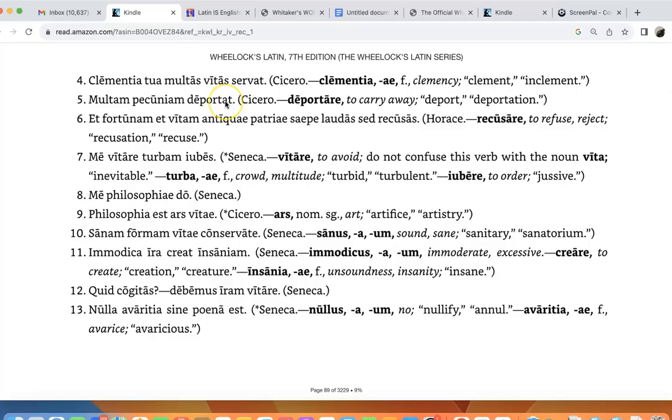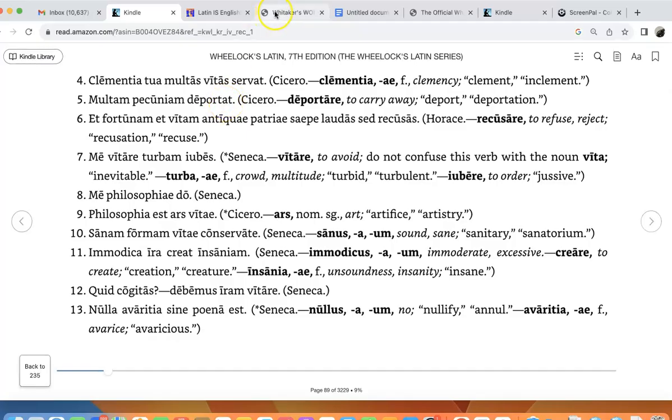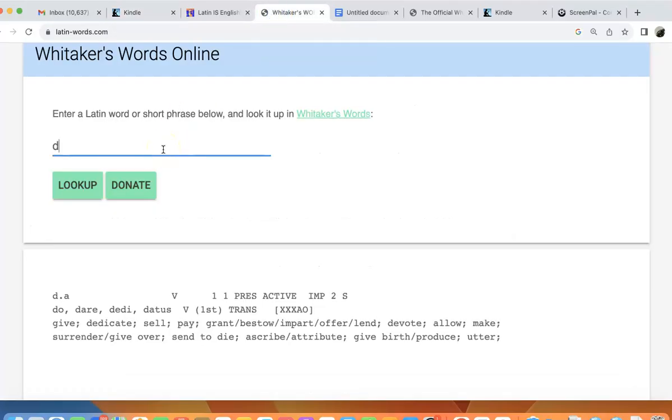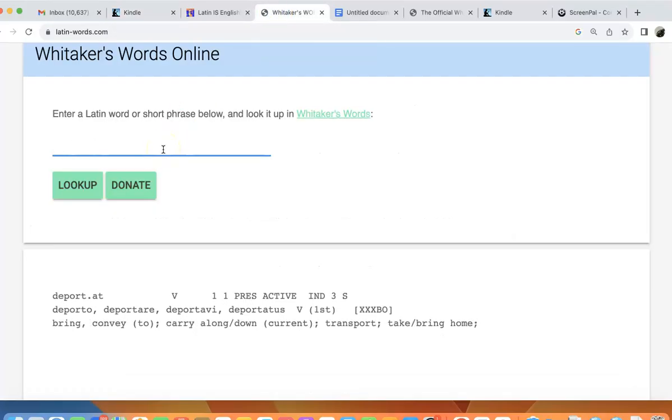Multam pecuniam deportat. Now deportat, like import, deport, export, means to carry away. Again, all our verbs are in the present tense until further notice. That should help us a little bit. And so it's third person singular. Again, if we don't know that, we have to use our Whitaker's words or dictionary. Present active indicative, third person singular. And then you can see it can mean all of these things, and only the context will tell you. English has a lot more words than Latin and a lot of other languages.